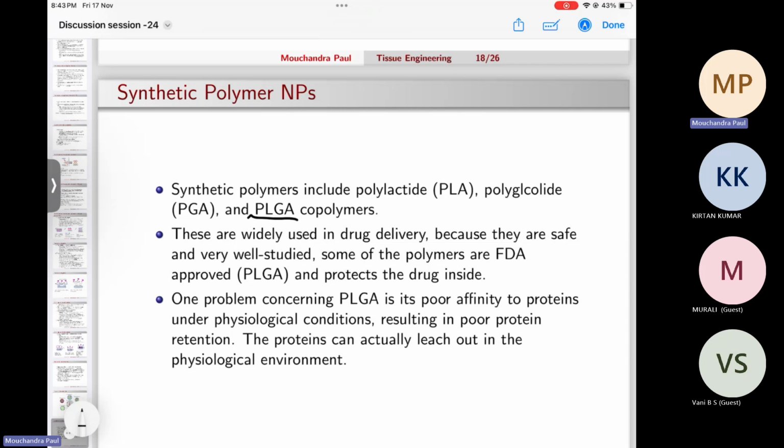But one problem with using a polymer like PLGA is that this polymer has very low binding affinity to proteins at physiological conditions, that is 37 degrees Celsius and pH 7.4, because of which whatever protein you load within the PLGA nanoparticles has a very high chance of starting to leach out. So you won't be able to deliver your intended concentration of growth factor at the target site.